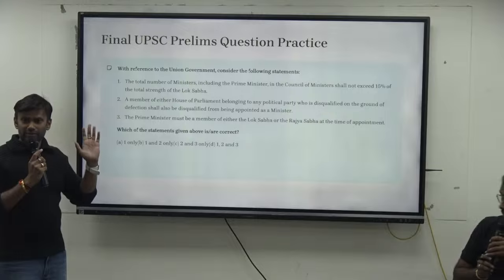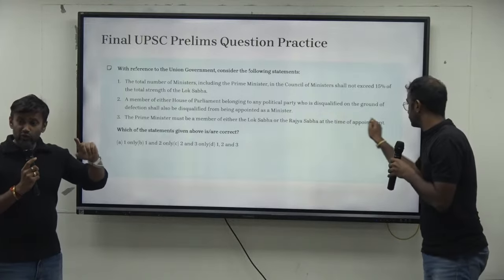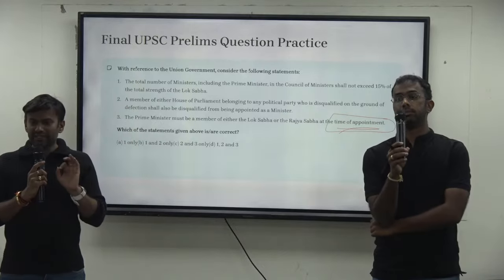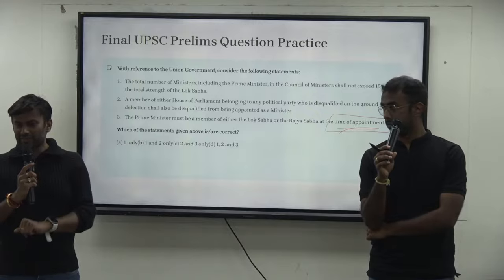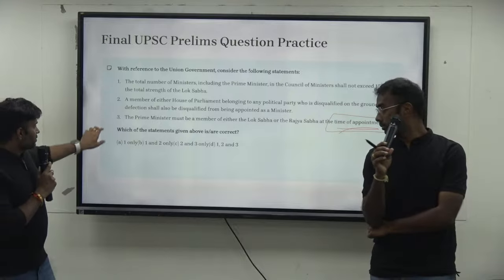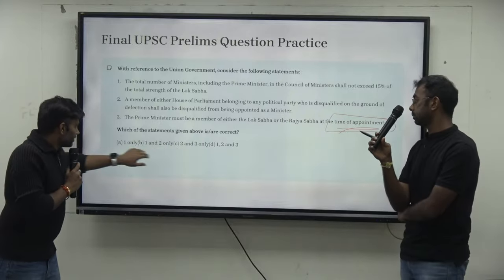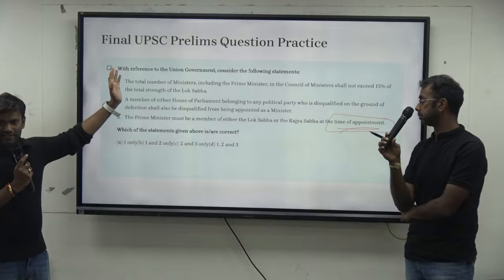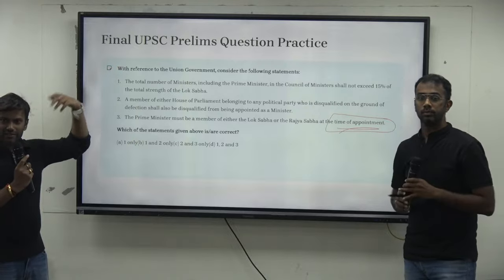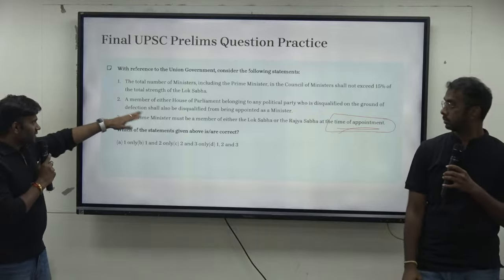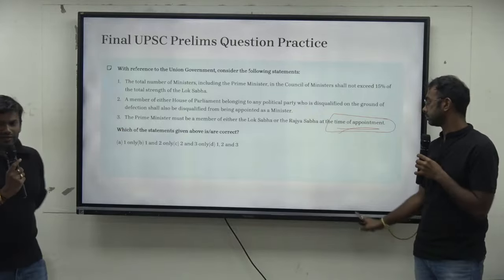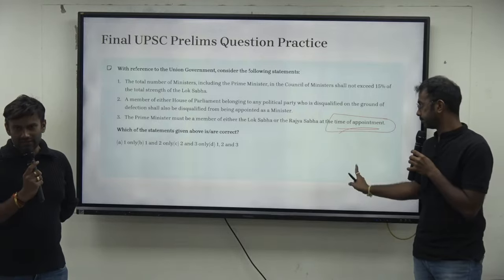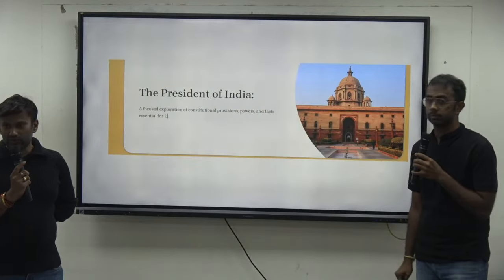It is wrong because there is a provision where you can be appointed as the PM and then you have to become a member within 6 months. So the third statement is incorrect. So 3 is eliminated, you are left with 1 and 2. First one, no need to worry, logically it is correct. Not only logically, information also correct. Second statement, you have to check whether it is right or wrong. 100% correct. So the answer will be B, 1 and 2.